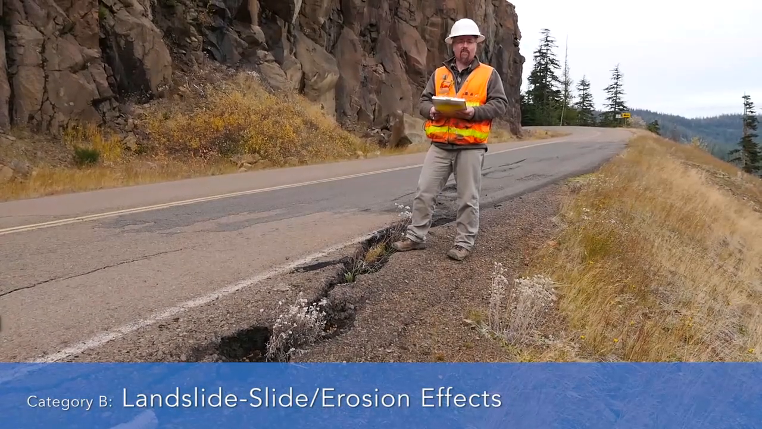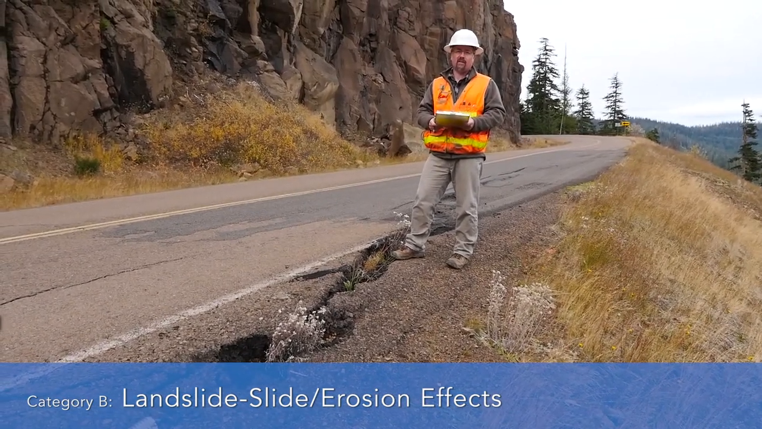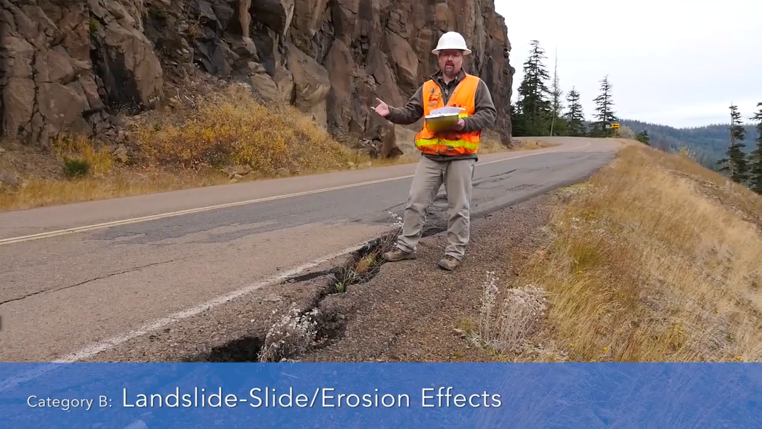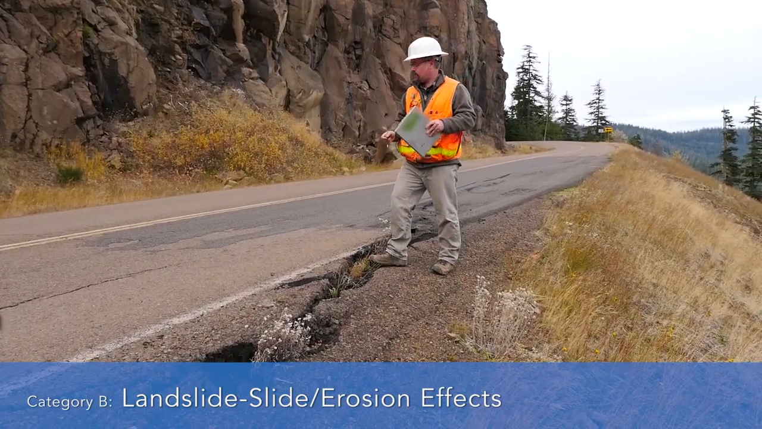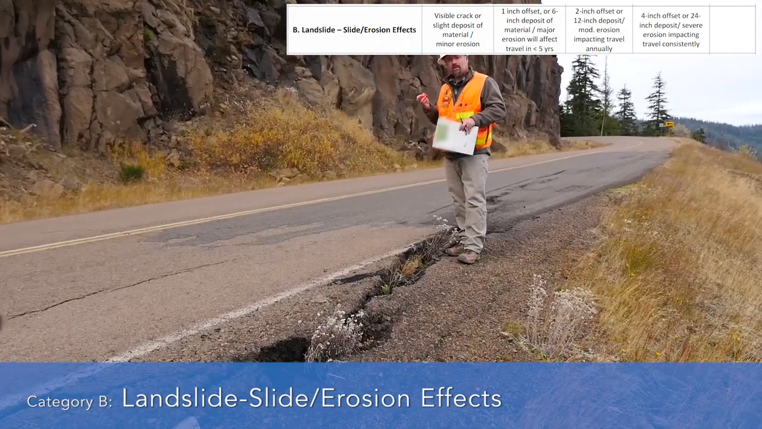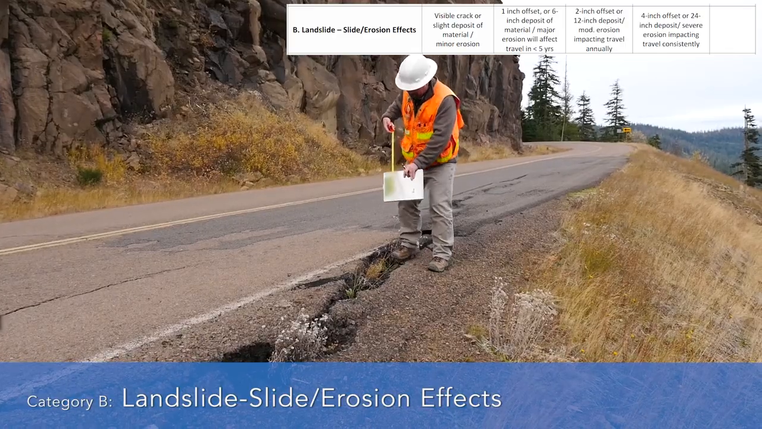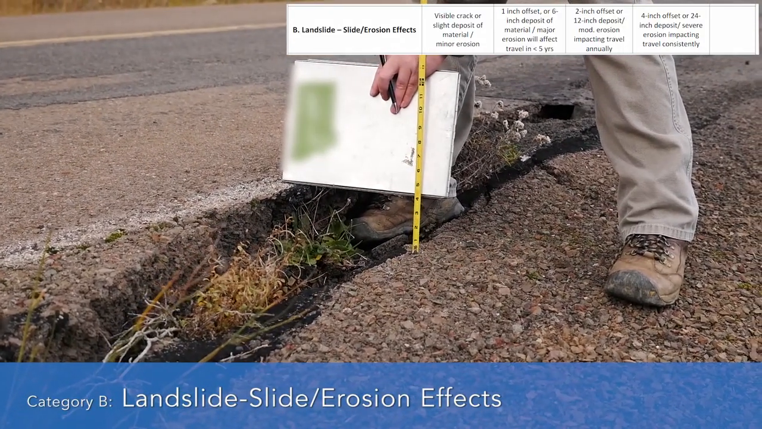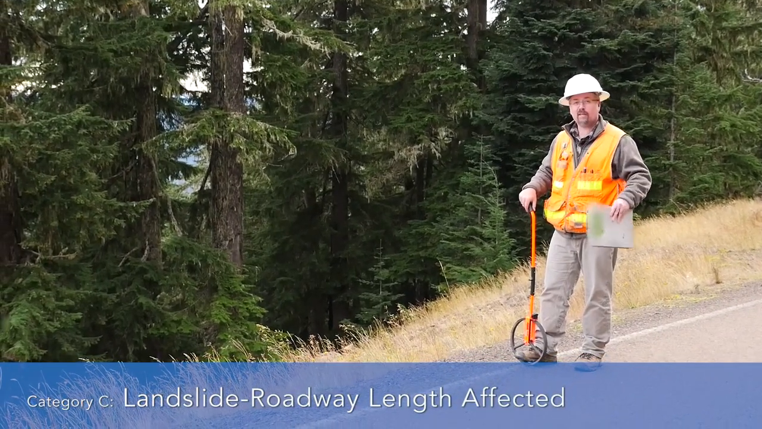The next category is Category B, landslide erosion effects. This is intended to measure the effects of the landslide on the roadway, either through a dropping down of the roadway like we have here, or deposition on top if you have a slide above the roadway. We talk about anything from a visible crack like over here, or something that's more offset over here. We measure the worst part of it on the slope. Here we measure the maximum displacement on this slide as approximately 4 inches, which is 81 points.